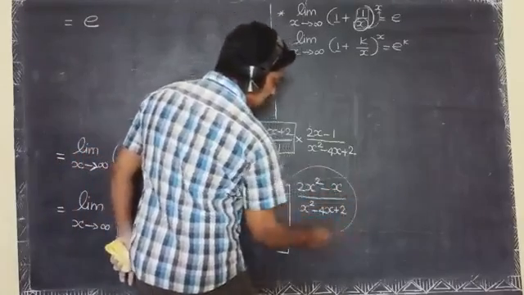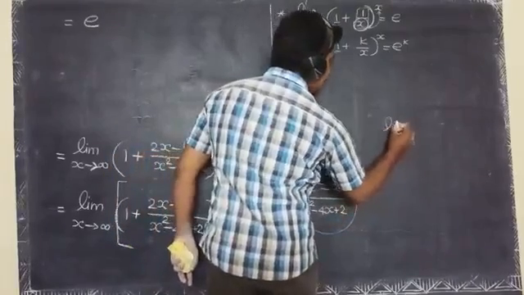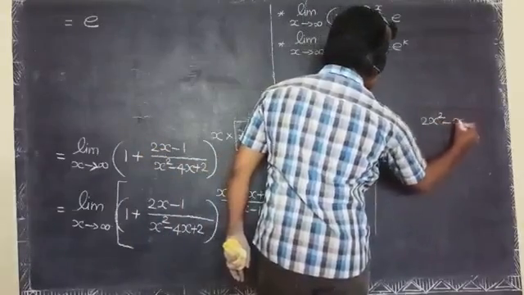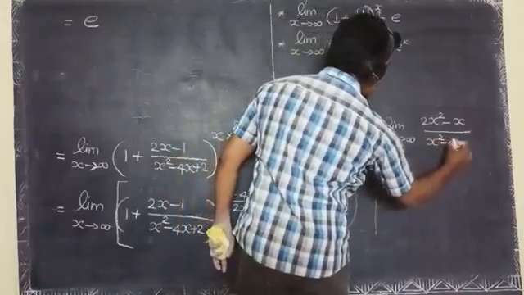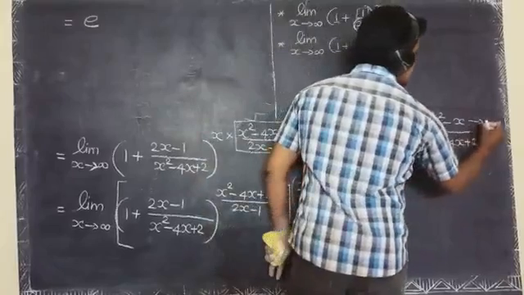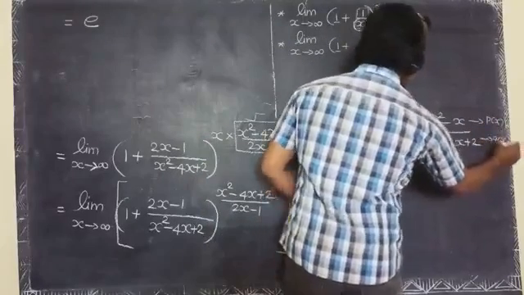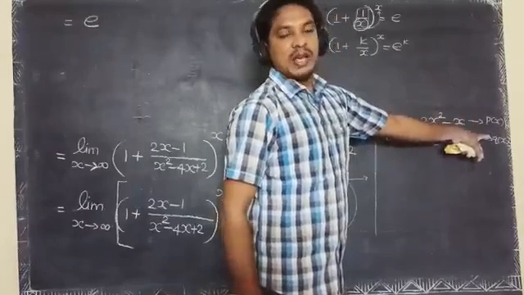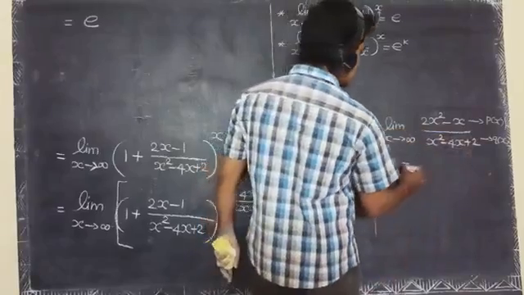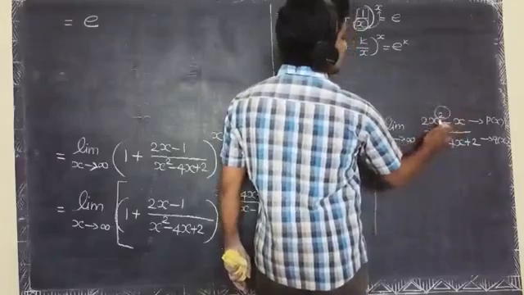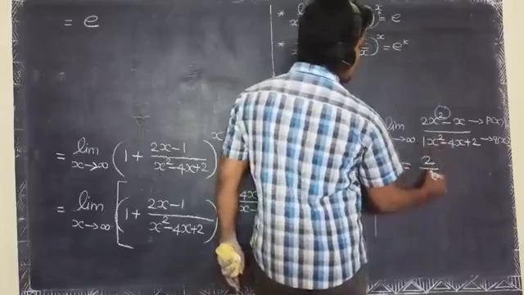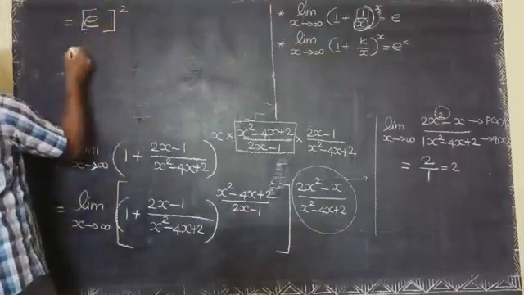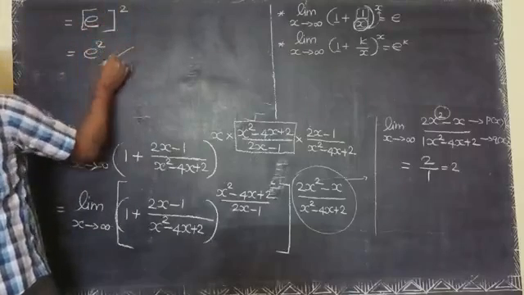Here take this limit: x approaches infinity of 2x square minus x divided by x square minus 4x plus 2. This is p of x, this is q of x. The degree of p of x is 2, the degree of q of x is 2. Then the degree of p of x is equal to the degree of q of x, so the procedure for finding the value is the coefficient of the highest degree of x in p of x, that is 2, divided by the coefficient of x square, that is 1. 2 divided by 1 is 2. So using this result, whole power 2: e power e whole power 2 means e square. This is the value.